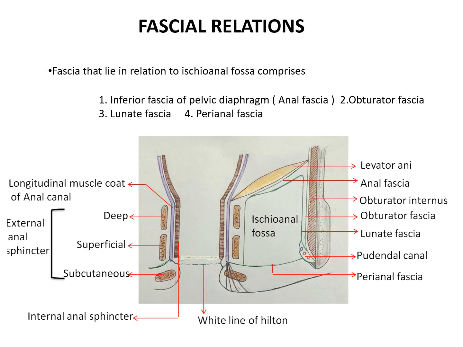Coming to the next subheading, the fascial relations of the ischiorectal fossa. The fascia that lie in relation to the ischioanal fossa comprise the following four parts. That means the first is the inferior fascia of the pelvic diaphragm, otherwise called anal fascia, then the obturator fascia, then the lunate fascia and the perianal fascia. All these fascia we have already discussed in detail previously.